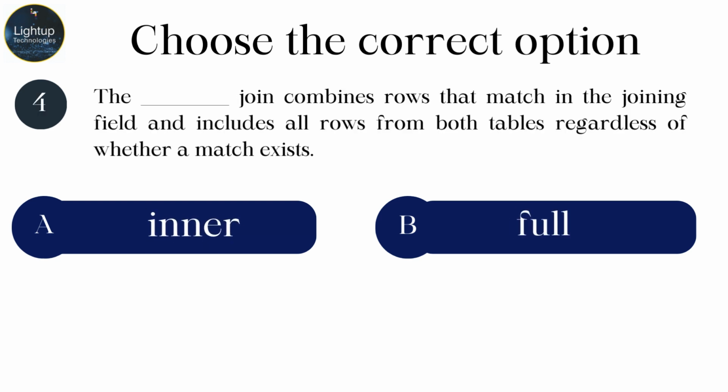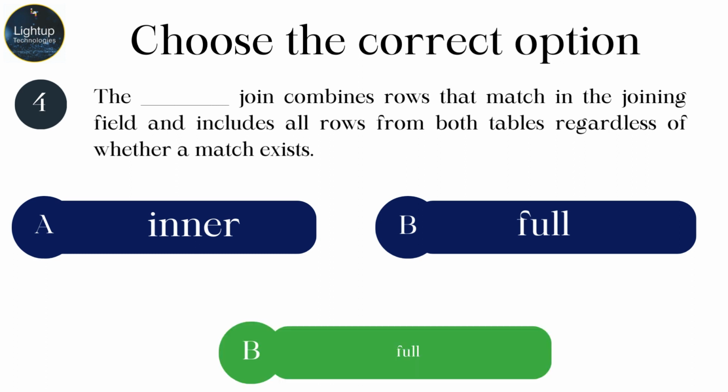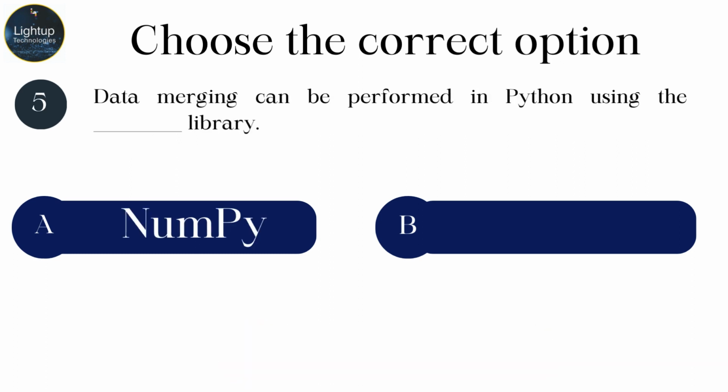The dash join combines rows that match in the joining field and includes all rows from both tables regardless of whether a match exists. Data merging can be performed in Python using the dash library.